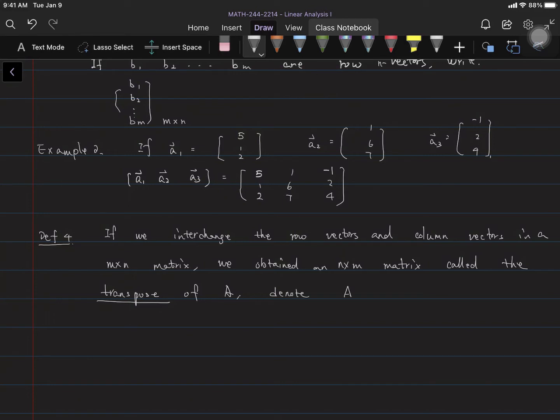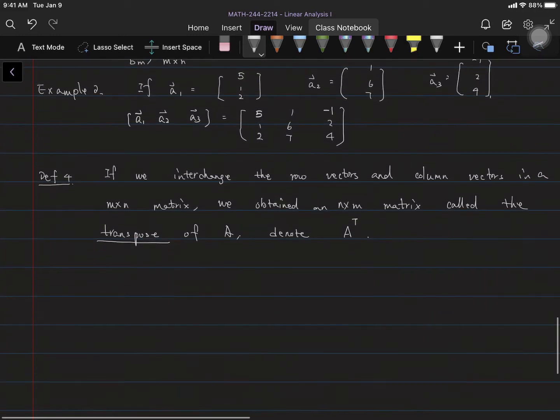Denote by this A^T, put a capital T at the right corner, so that means transpose. I'm going to show you what's the meaning of that one. Okay, what's the meaning?